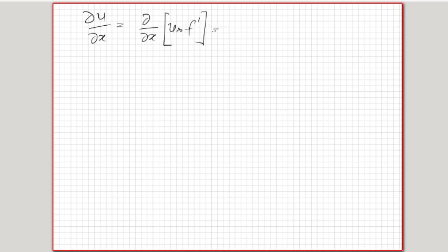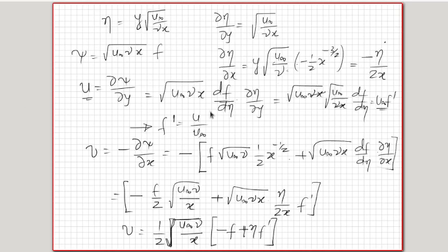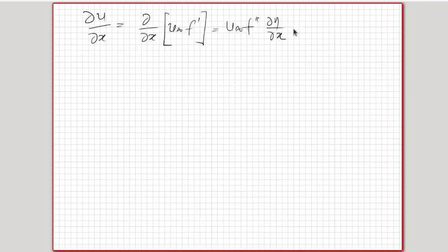So u infinity is a constant, so we can take that out. U infinity into, it will become f prime is df by d eta, so it will become f double prime, d square f by d eta square, into del eta by del x. And from here, what is del eta by del x? Del eta by del x is minus eta by 2x. So we'll just write that here, which is equal to minus u infinity into f double prime into eta by 2x. Okay, so that is del u by del x, which becomes u infinity by 2x with a negative sign into f double prime into eta.